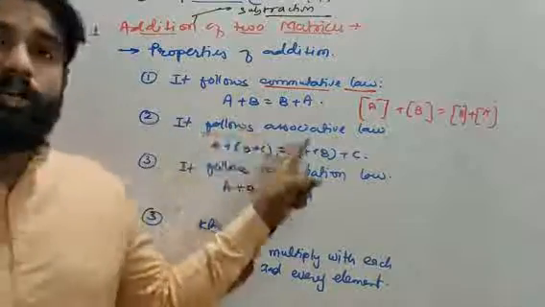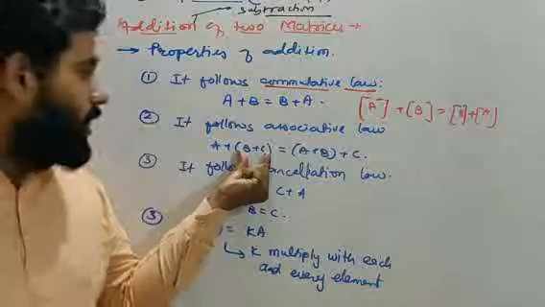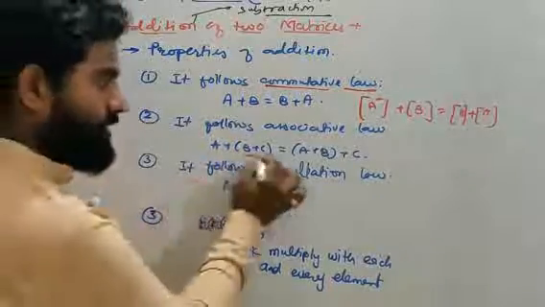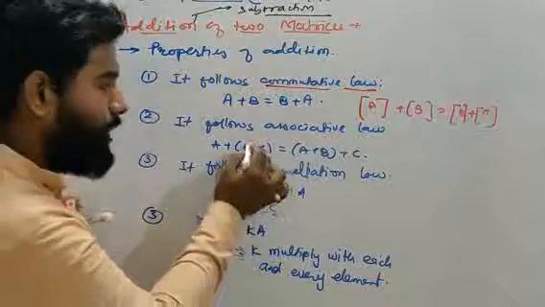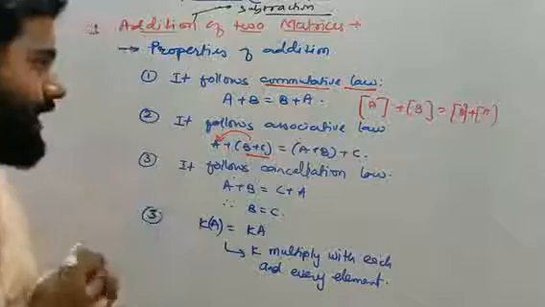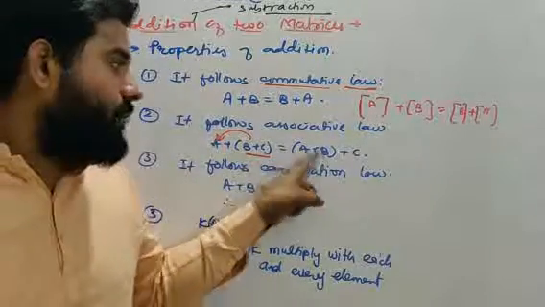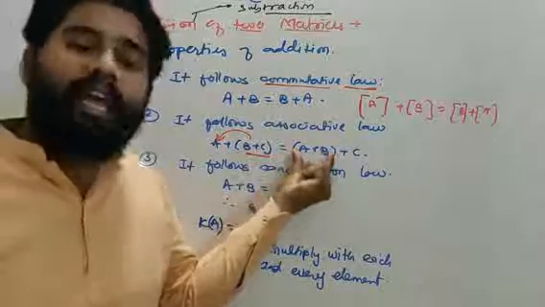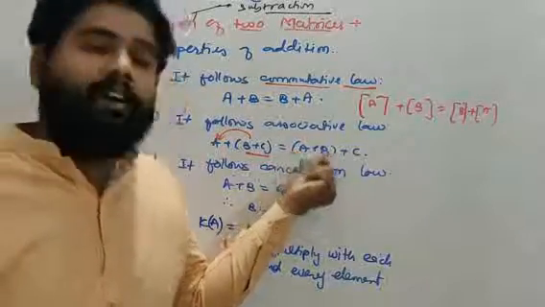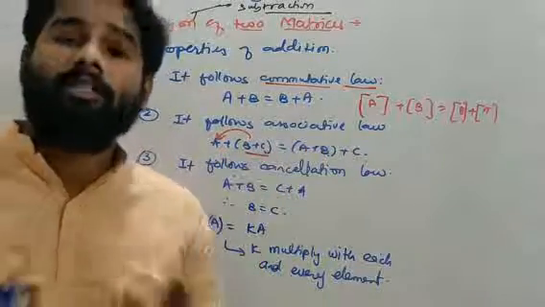It follows the associative law. Here B is associated with C. So if you first solve B plus C, whatever the answer is, you add it with A, right? That answer will be the same as if you associate A with B. Means if you add A with B and then add the entire answer with C, the answer will match. So it follows the associative law.